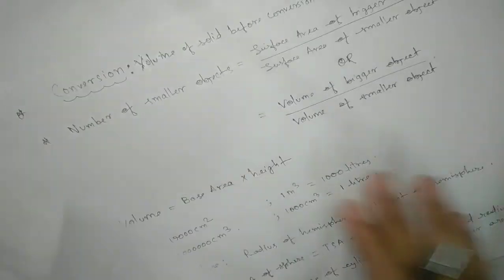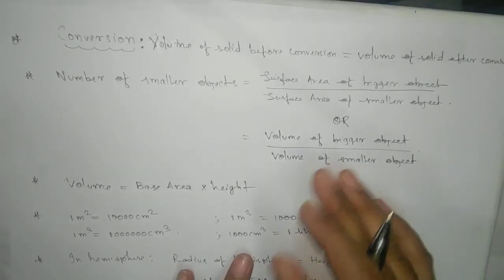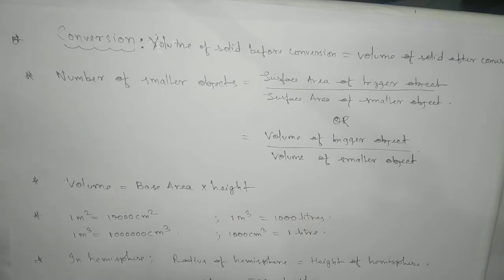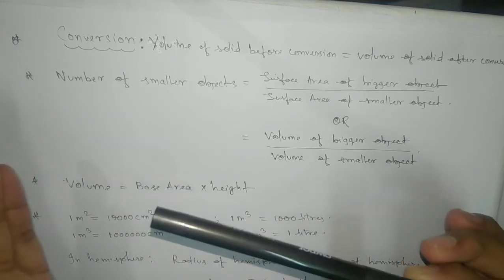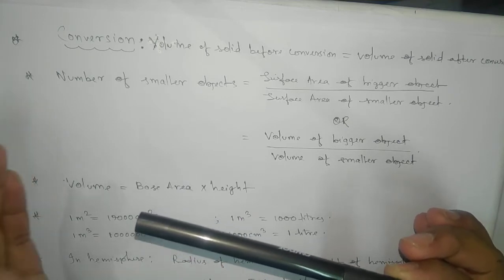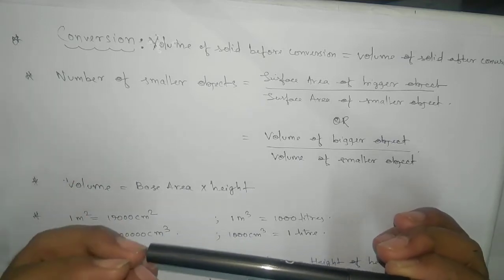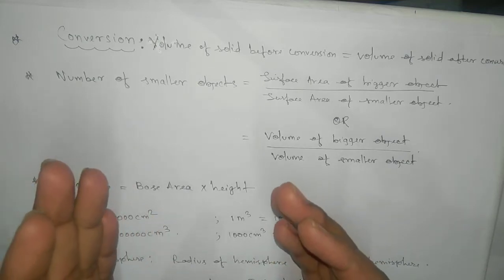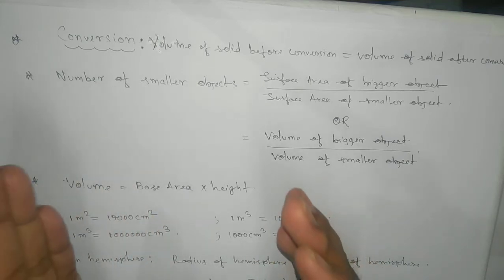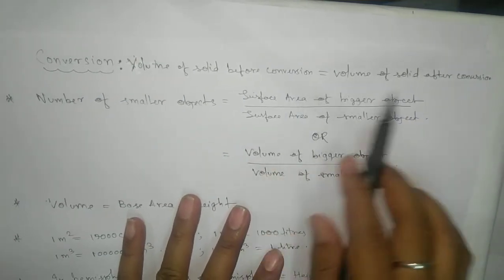Now the next one, the last part of the chapter's formulas, is conversion. When the word conversion is there, that means if we take any cuboidal shape iron piece, break it into small pieces, melt it and convert it into a sphere, you can see that the volume of the solid before conversion remains the same as the volume of the solid after conversion. It is very important.